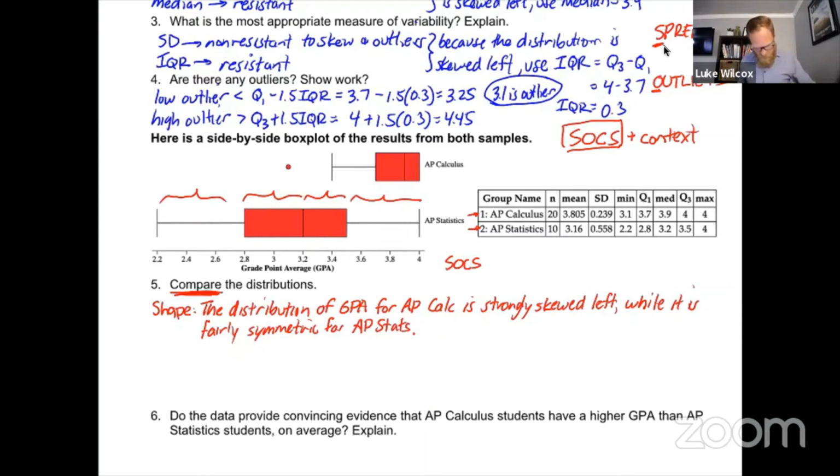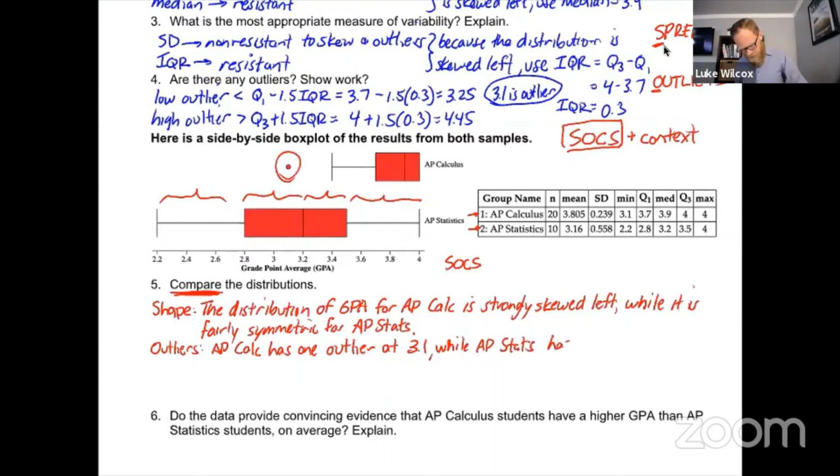Okay, next thing we want to address, I'm just going to go in the order of SOCS here. So outliers would be next. And we've already determined that there is in fact an outlier for AP Calculus. So we're going to say AP Calc has one outlier at 3.1. And based on the box plot here, we don't see any outliers, right? An outlier would be indicated with a little dot or a star of some sort. We don't see any outliers for AP Statistics. So I'm going to say while AP Stats has no outliers. All right, so we've taken care of outliers.